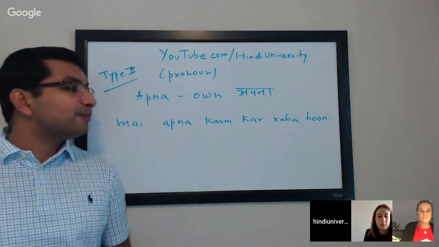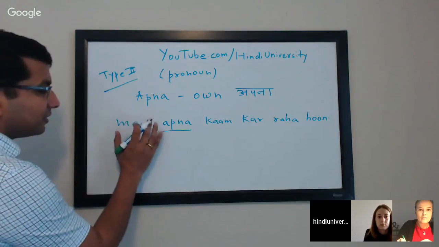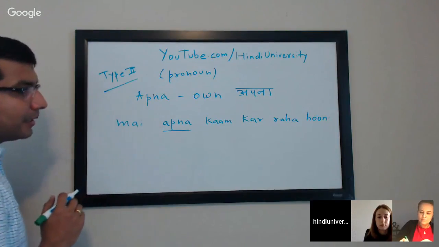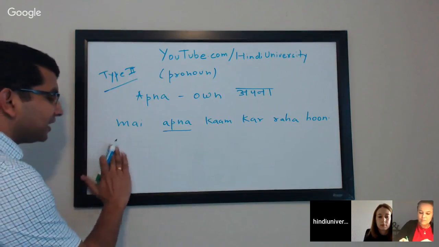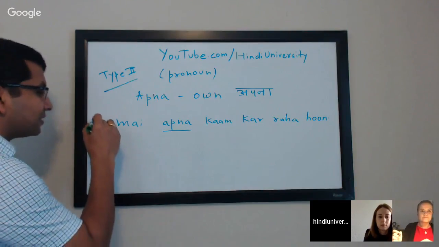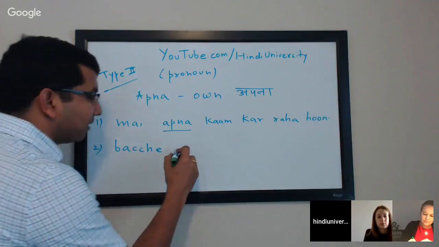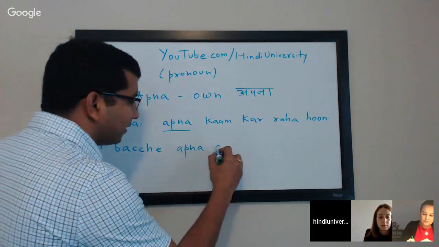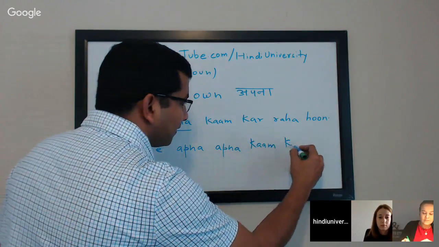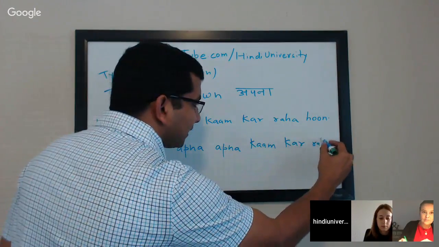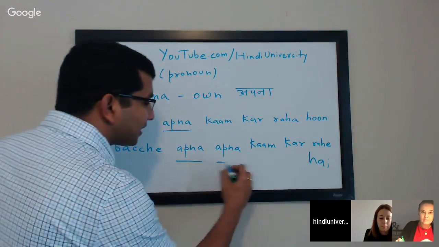What if it's repeated twice? Of course, the context will change. Let's say the sentence is written like sab bache, or bache. This is one way to write it. The second way would be: bache apna apna kaam kar rahe hain.